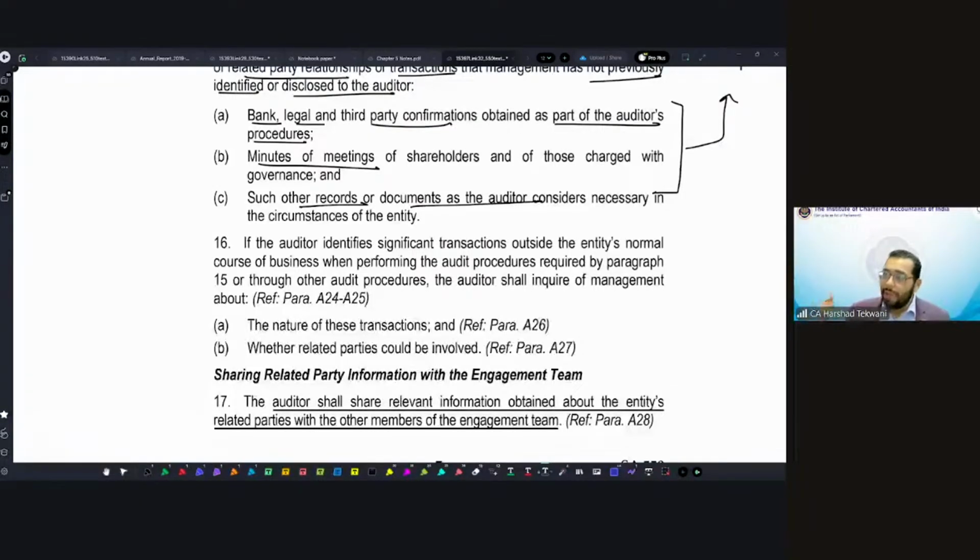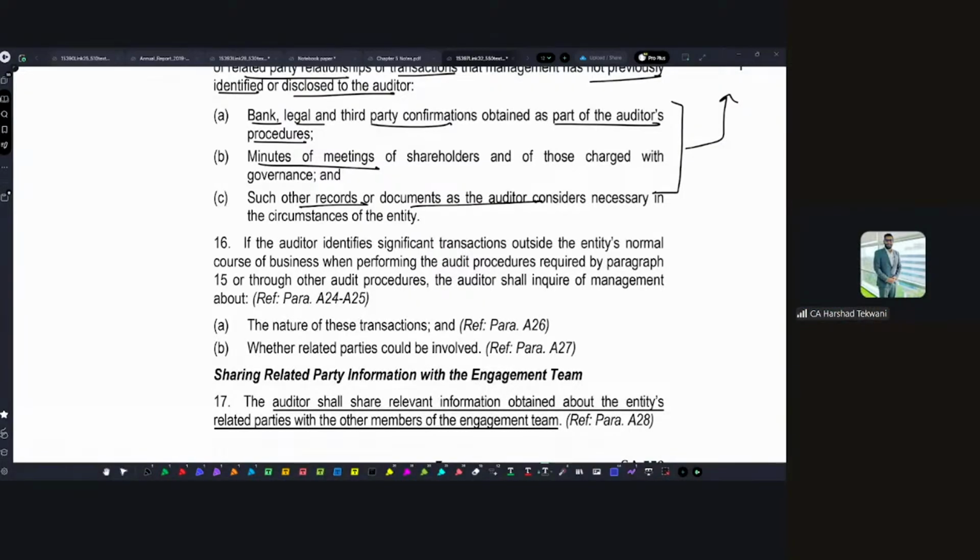Fine. Now coming to the next part, a very important part: what if you identify a transaction or a relationship which was not disclosed to you? What will you do? So you came across a related party transaction and relationship which was not disclosed by the management to you. You identified that during your audit. Now what will you do? Tell me.